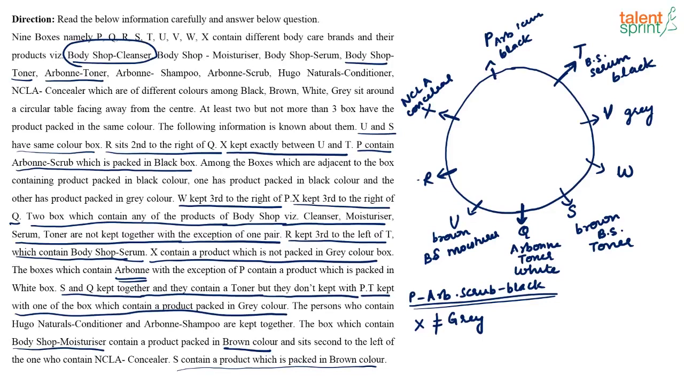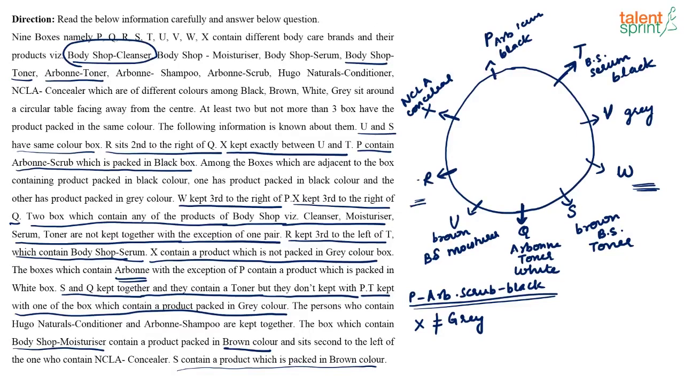So let us wait to keep that. Now either it has to be here or here. I hope it is clear. The Body Shop cleanser can either be here or here. Why? Because they have said that only one pair of Body Shop products will be close to each other. All the others will be far away from each other. They will not be adjacent to each other.